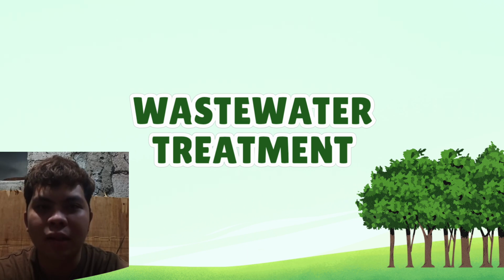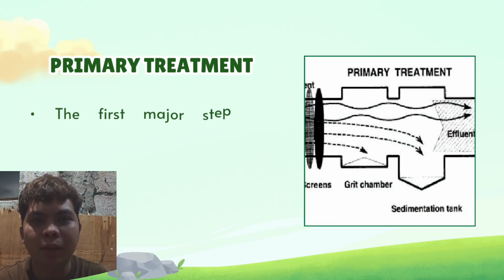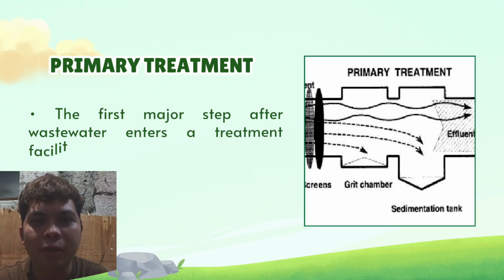So the treatment process generally consists of three stages: primary, secondary, and tertiary. But for today, we're going to tackle the primary treatment. The primary treatment stage is the first major step after wastewater enters a treatment facility. In the primary stage, solids are allowed to settle and are removed from wastewater. It primarily involves physical processes that remove large solid and particulate matter before biological and chemical treatment take place. Although primary treatment significantly reduces pollutants, it does not eliminate dissolved contaminants, necessitating further treatment.